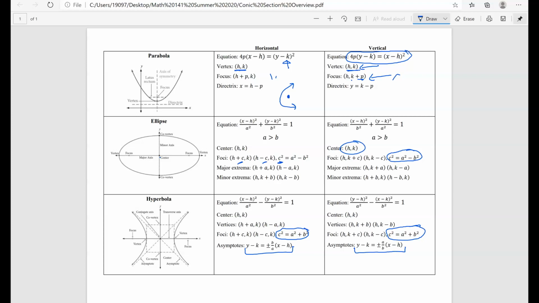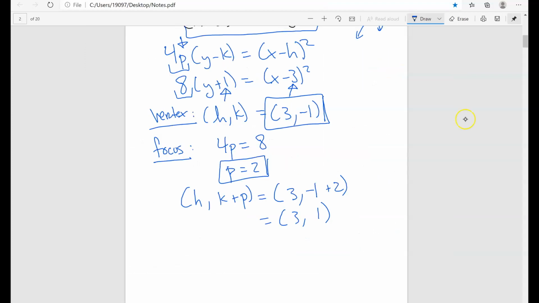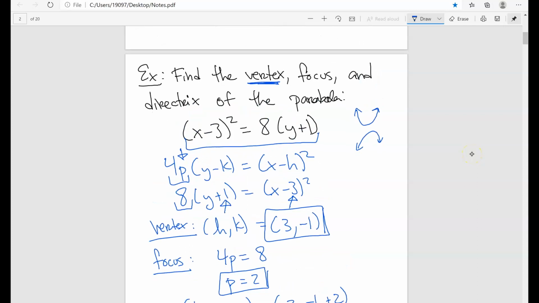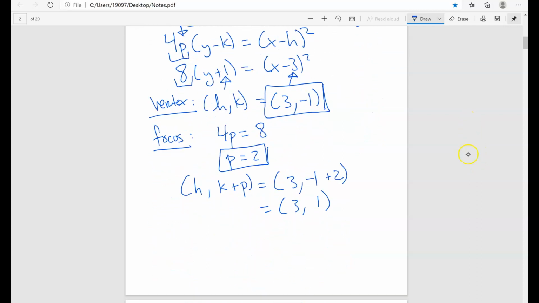All right, so now what we want to do is find the directrix. Okay, so we want to be able to find the directrix.